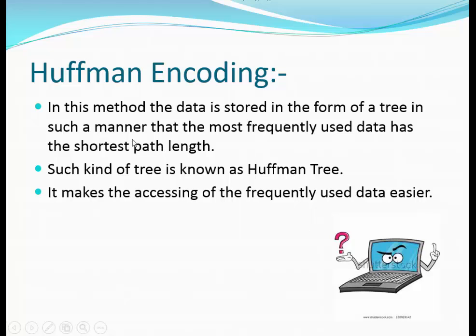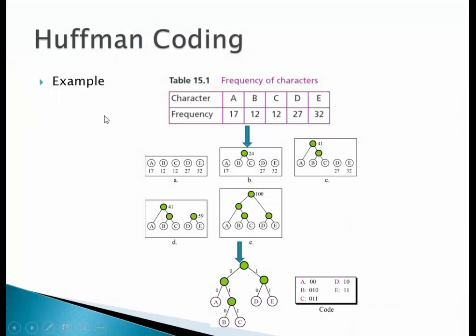We can define it as: in this method the data is stored in the form of a tree in such a manner that the most frequently used data has the shortest path length. Such a tree is called a Huffman tree. Now we will see more about the Huffman tree by looking at an example. This is the following example.